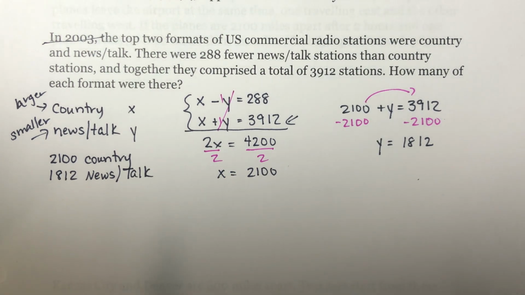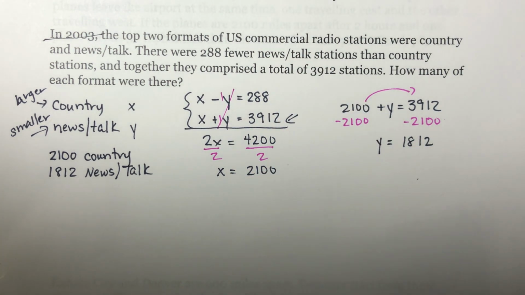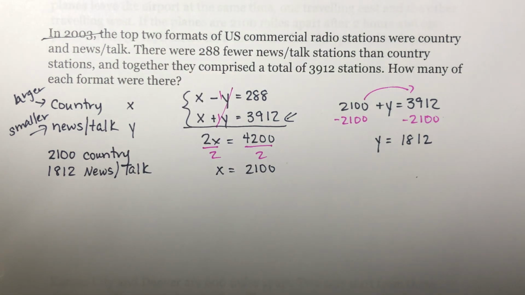Now, we always have to ask ourselves if our answers are reasonable. So think about it. We couldn't get a negative number here. We can't have a negative number of stations. We need to have whole numbers because we can't have 2.5 radio stations. This one's actually fairly easy to check. We know that together they're supposed to equal 3,912. Add these together, you'll see that it works. We know that there's supposed to be 288 between them. Do the subtraction, it works. We know that country was supposed to be the larger number, so this totally makes sense.